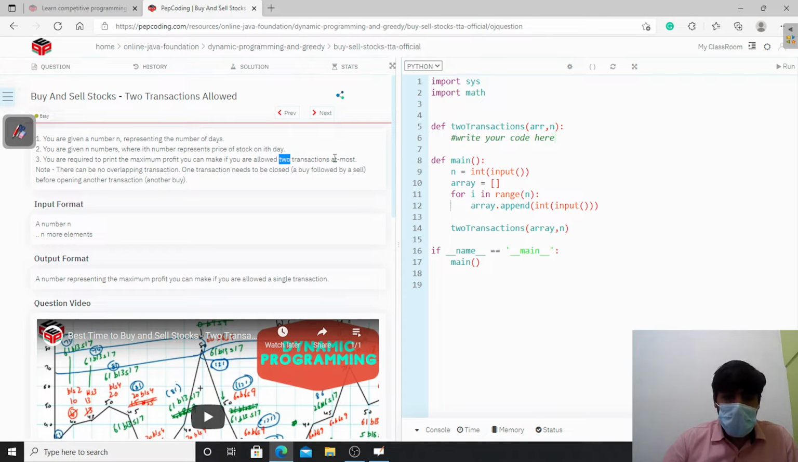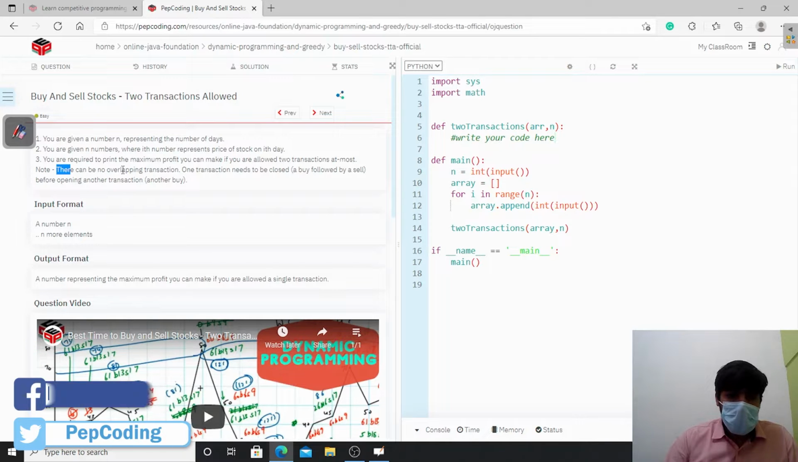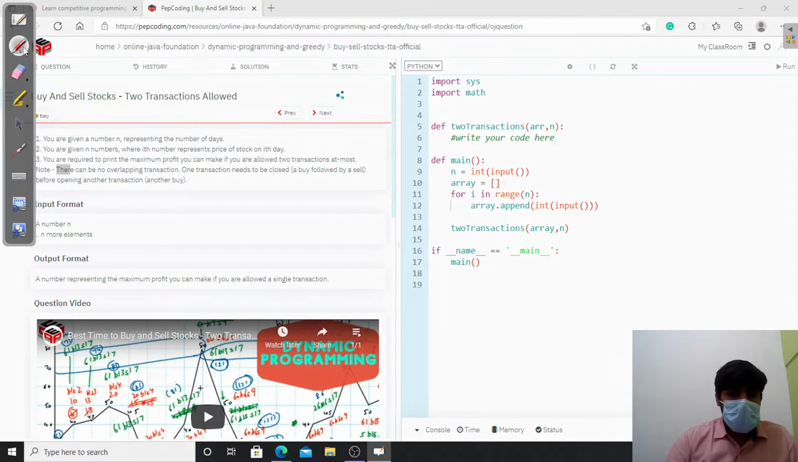So what we have to do? We have to find out the maximum profit by doing two transactions, like one buy, one sell, then second buy, second sell. And there is a note. There can be no overlapping transactions. One transaction needs to be closed before opening another transaction. I think everyone is familiar with this overlapping of transactions, but I am repeating it again.